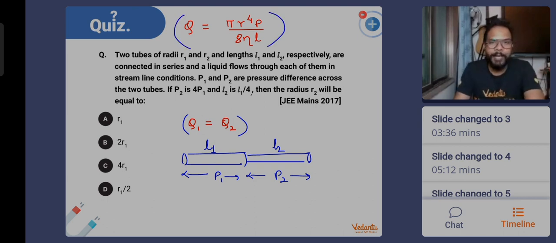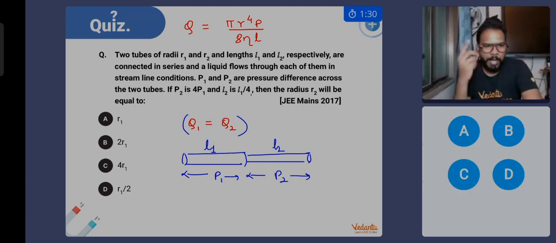What is going to be the relation? They have the same rate of flow of liquid. Giving you 90 seconds, and the time starts in 3, 2, and 1. Come on, people.